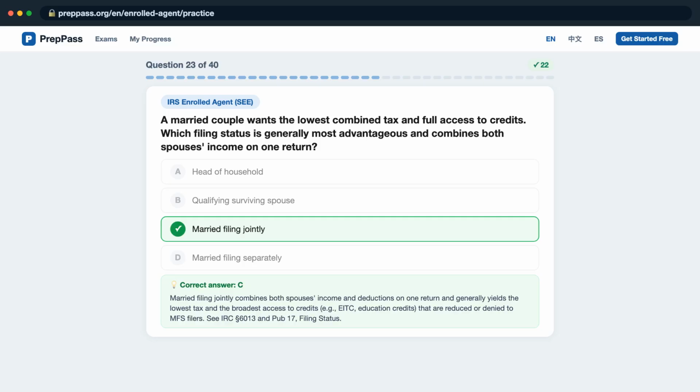Married filing jointly combines both spouses' income and deductions on one return and generally yields the lowest tax and the broadest access to credits, e.g., EITC, education credits, that are reduced or denied to MFS filers. See IRC Section 6013 and PUB 17, Filing Status.